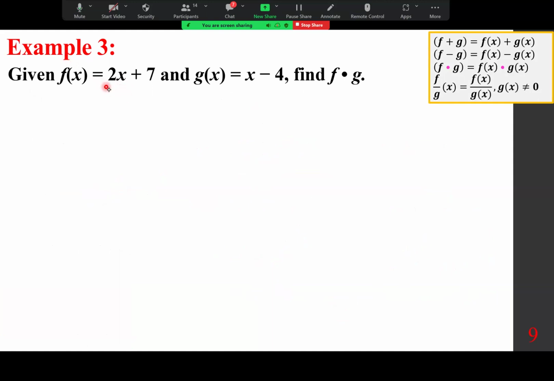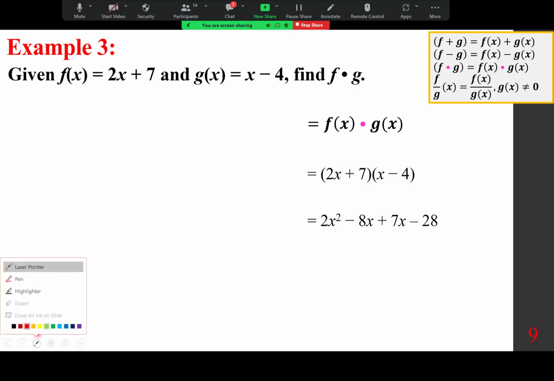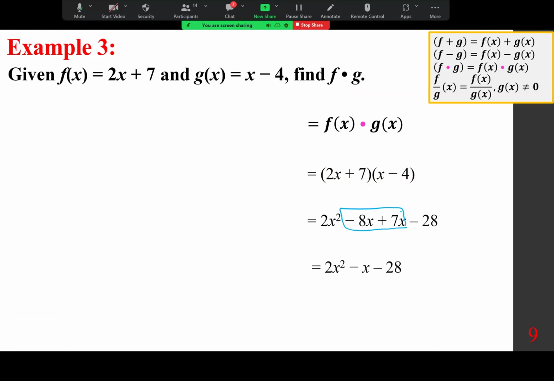Example 3, given f of x equals 2x plus 7, and g of x is x minus 4, find f times g, which is f of x times g of x. So 2x plus 7 times x minus 4, and you do the foiling. 2x and x is 2x squared, times minus 4 is minus 8x, plus 7x minus 28. And all you have to do is combine the middle terms into minus x. Everything else remains the same. The final answer is 2x squared minus x minus 28.